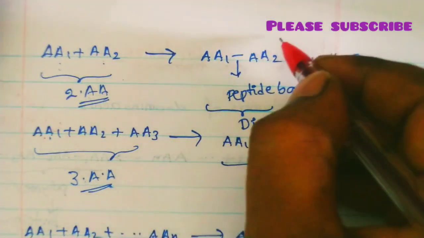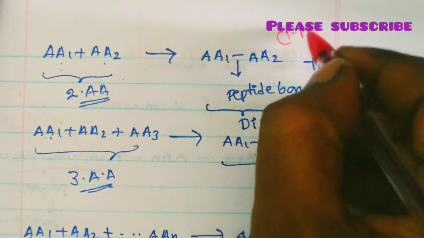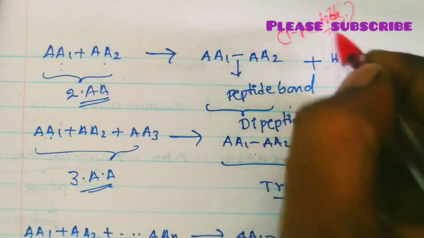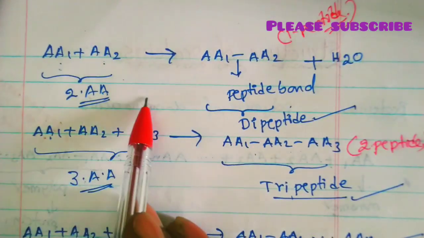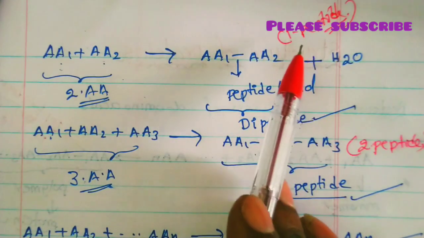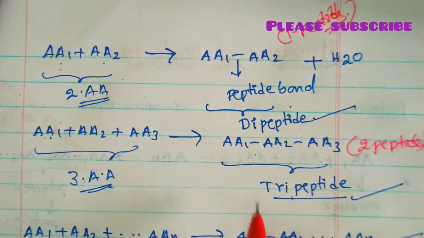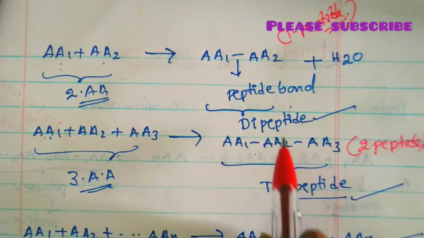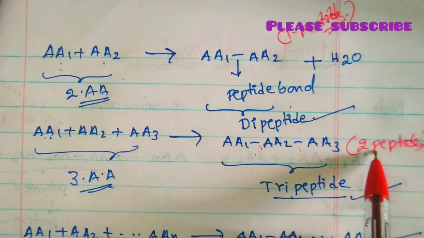But in case of the first compound, how many peptide linkages? One peptide linkage. Do you understand this point? Two amino acids are joined together to form a dipeptide. In a dipeptide, how many peptide linkages? Only one peptide linkage. Suppose you are taking a tripeptide. In a tripeptide, how many peptide linkages are there? Two peptide linkages are there.